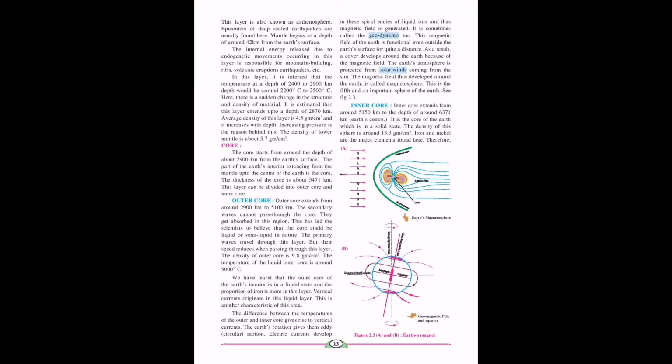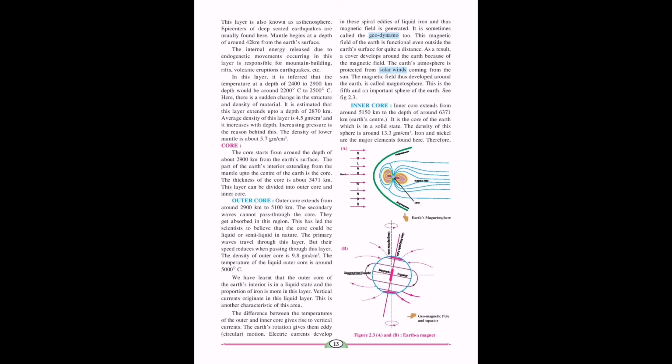Next, in this layer, it is inferred that the temperature at a depth of 2400 to 2900 kilometers would be around 2200 degrees Celsius to 2500 degrees Celsius. Here there is a sudden change in the structure and density of material. It is estimated that this layer extends up to a depth of 2870 kilometers. Average density of this layer is 4.5 gram per cubic centimeter and it increases with depth.